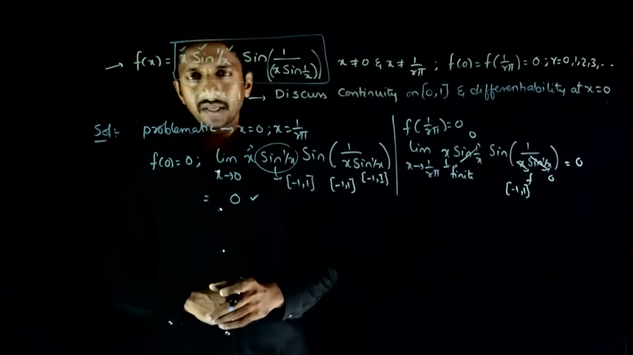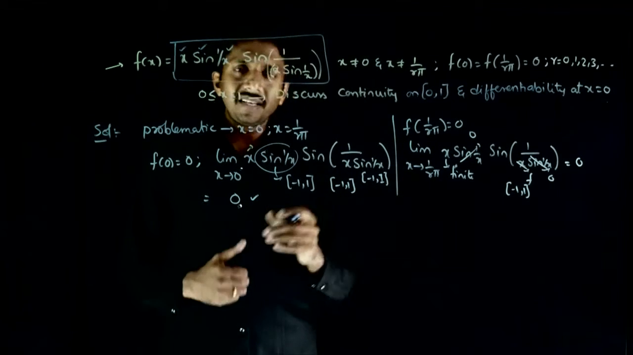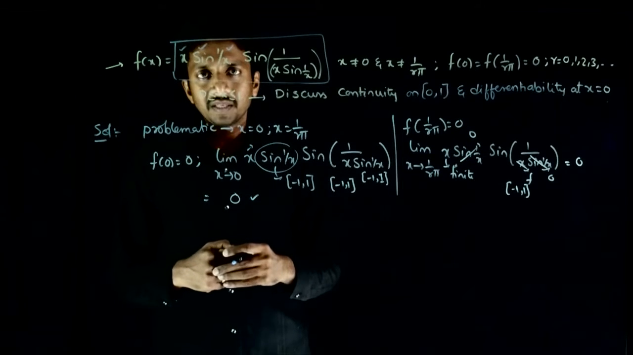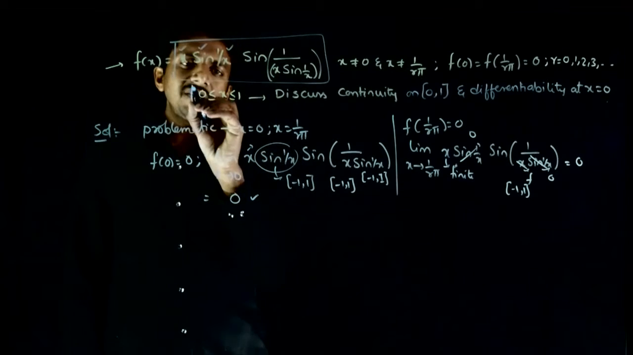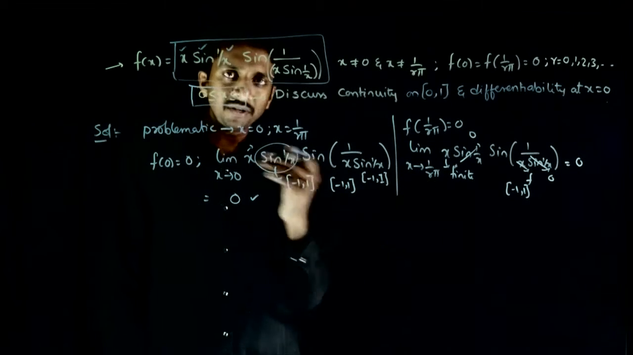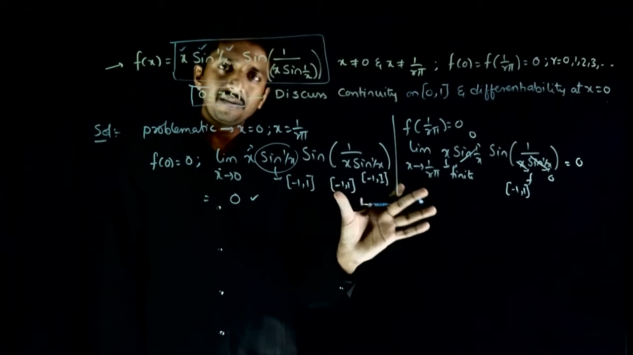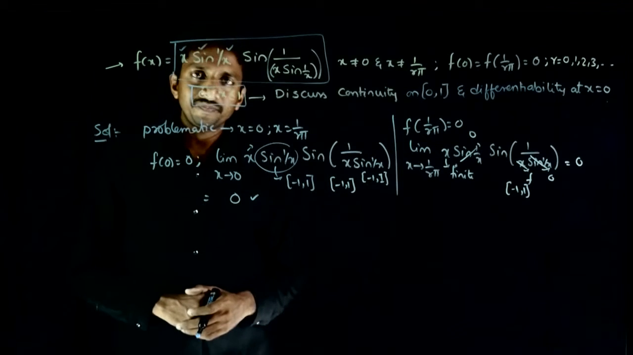What's the meaning of that? The function is continuous at x equal to 0 and also at x equal to 1 by r pi. Hence, the function is continuous in the whole interval 0 to 1. So wherever problems could come, it has turned out to be continuous there too. Hence, the function is continuous at all x belonging to 0 to 1.